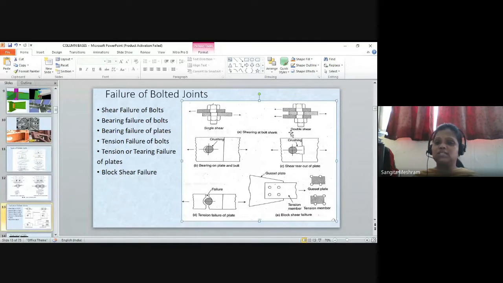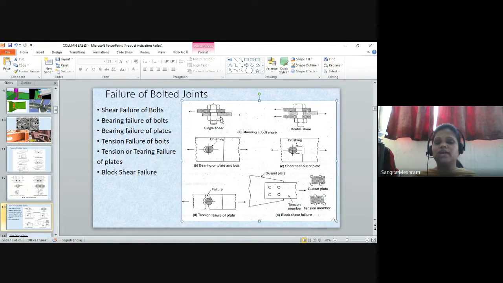And what is double shear? If there are three plates, this is a lap joint but there are three plates connected with the help of a bolt, so these plates will get pulled away from each other. There are two planes: one plane is in between the first and second plate, and the second shearing plane is in between the second and third plate. So in case of double shear there are two shearing planes, and this bolt will be in double shear.